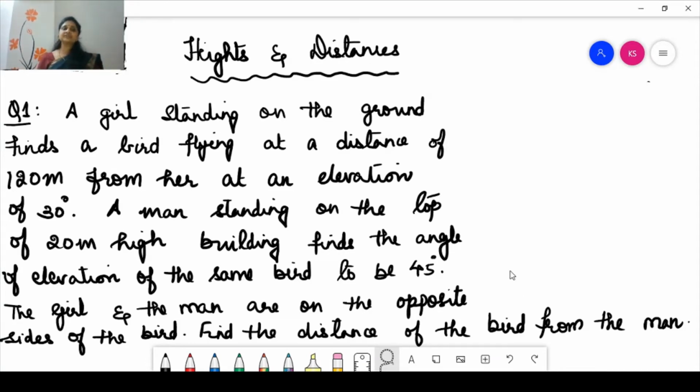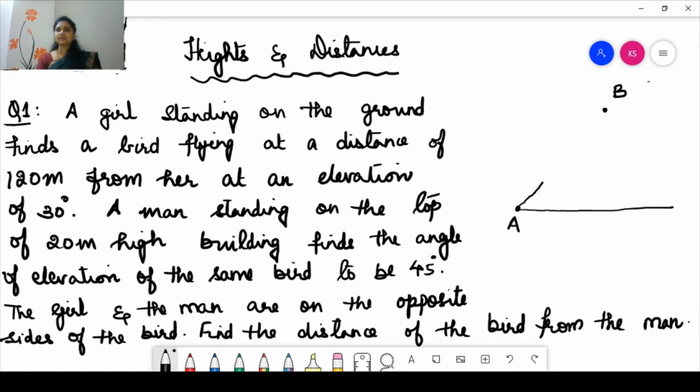As I told you, let's first understand how to draw the figure. A girl standing on the ground. Let's suppose there is a girl standing here. This is the ground level. Imagine there's a girl standing here. She's standing on the ground and finds a bird flying at a distance of 120 meters from her. So there is a bird flying here. This is going to be the bird, and let's suppose that A is the position of the girl, at an elevation of 30 degrees.